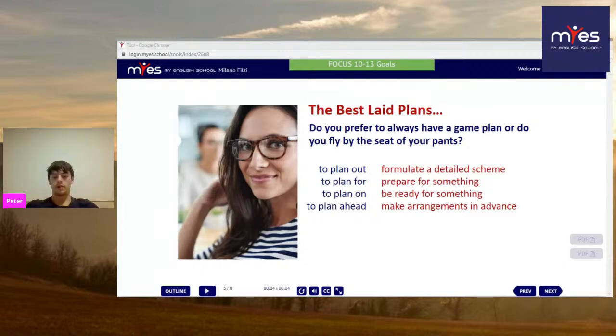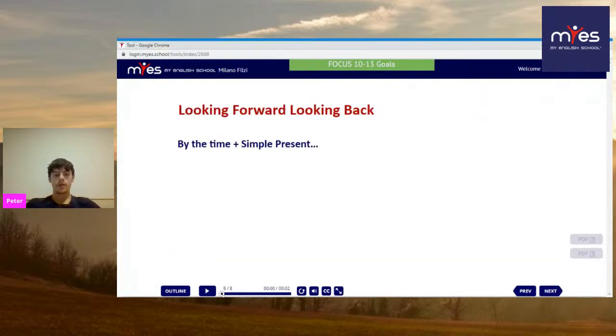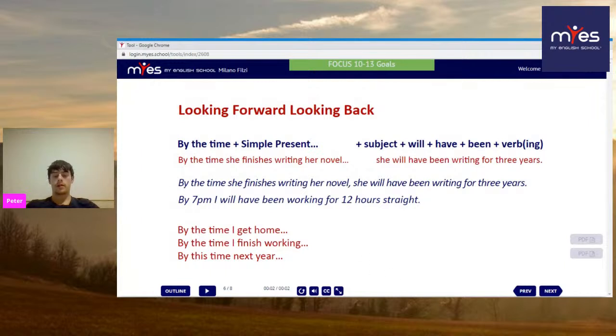And the future perfect continuous we can see on the screen. The future perfect continuous we use for actions that are currently unfinished but will be finished at some point in the future. For example, by this time next year, I will have been working in my job for over a year, almost 2 years, in fact. We can see the form on the screen: subject plus will plus have plus been, and finally the verb plus ing.